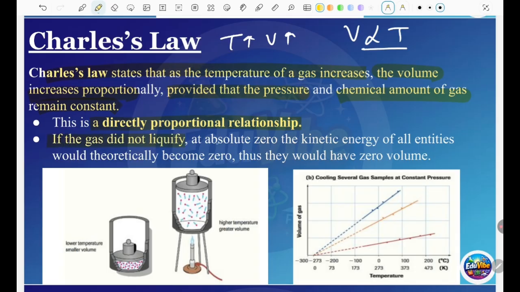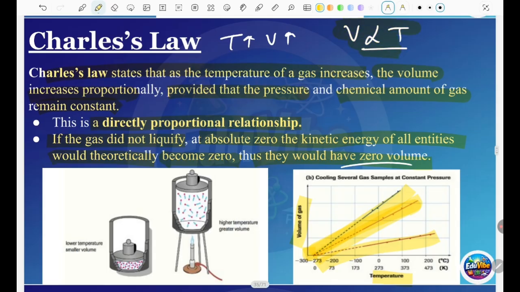And if the gas did not liquefy, at absolute zero the kinetic energy of all entities would theoretically become zero. Thus, they would have zero volume. If the kinetic energy of the entities is zero at absolute zero, this means we have zero volume, because they are directly proportional, and we get this kind of graph, a straight line. As the volume increases, the temperature also increases, like this straight line. So that's the direct relationship between both of them.